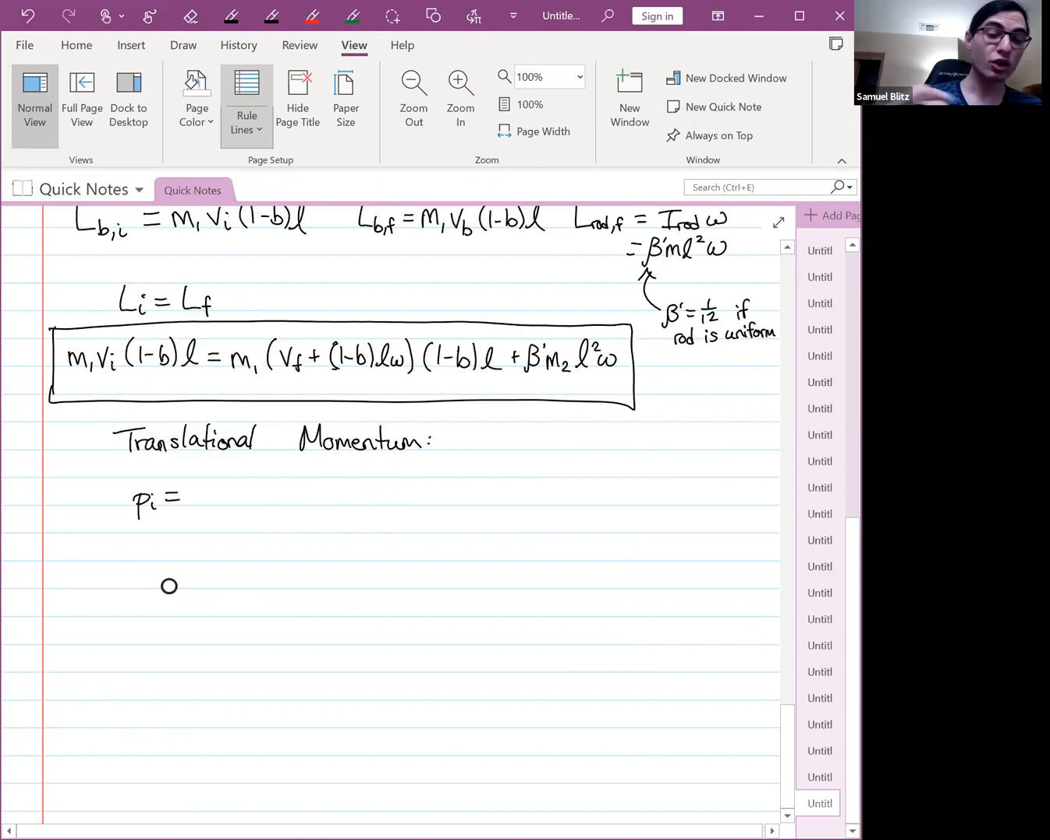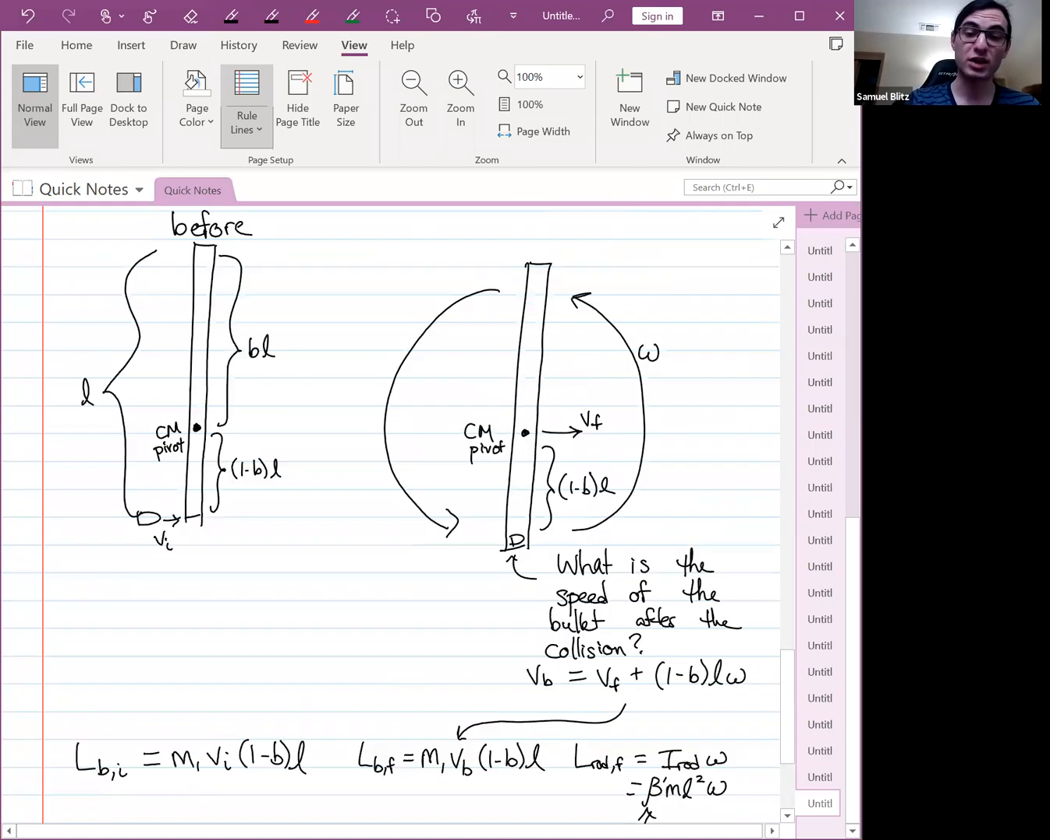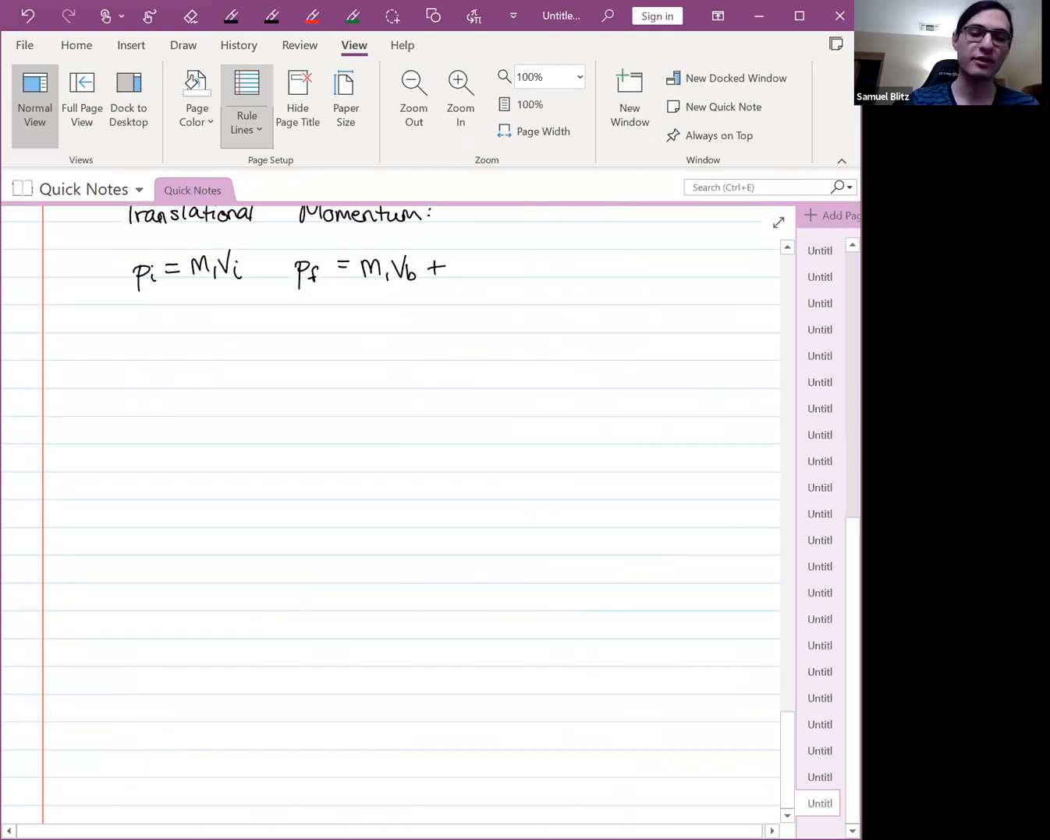Right, so the initial translational momentum is just the translational momentum of the bullet. It's just m1 vi, right? The final translational momentum would just be m1 times vb, speed of the bullet times the mass, plus whatever the translational momentum is of the rod. It would just be the mass of the rod times its center of mass velocity. So it's just m2 times vf.